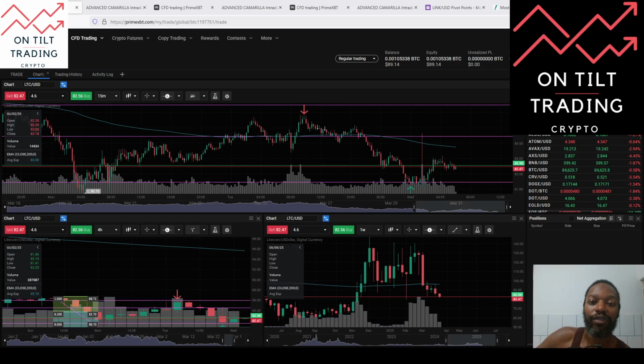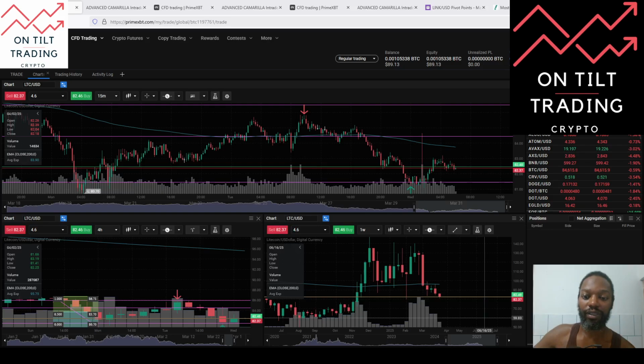Before this R3 level here, we get some pullback after a break of the 200 EMA and R3, and then we get a nice sell-off, a bit of consolidation, perhaps some more distribution, people taking profits, and then a final sell-off to target down here at S3, then it puts in a pretty big wick after I'm out. But this was my trade on Litecoin yesterday, and this is On Tilt Trading.